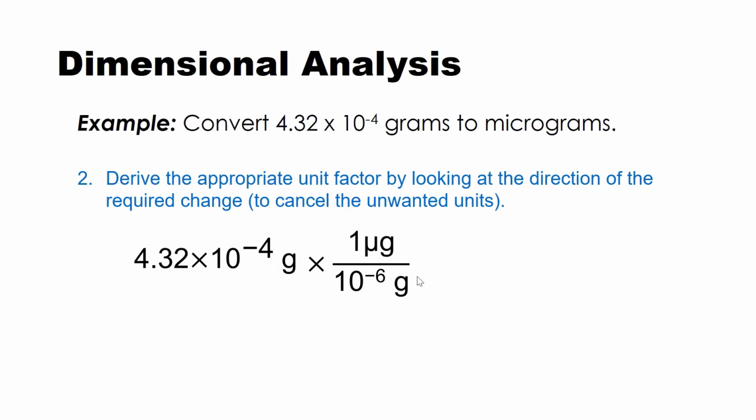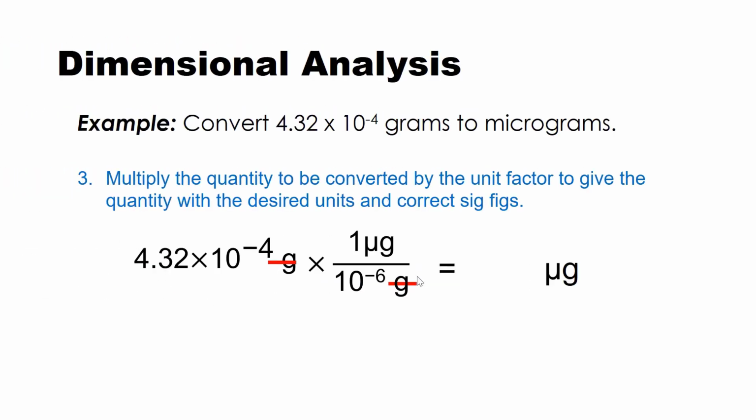Step 2, derive the appropriate unit factor by looking at the direction of the required change. So we want the 10 to the negative 6, the grams in the denominator, so that grams cancels and we're left with micrograms, which is what we're looking for. Multiply the quantity to be converted by the unit factors to give the quantity with the desired units and correct sig figs. And we have 3 sig figs in our final answer.